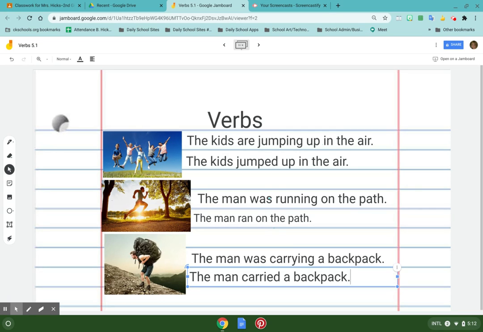So there you are. The kids are jumping up in the air. The kids jumped up in the air. The man was running on the path. The man ran on the path. That's irregular. The man was carrying a backpack. The man carried a backpack.